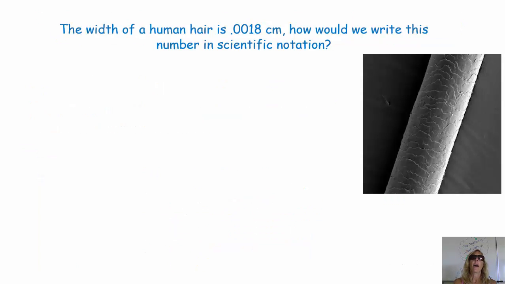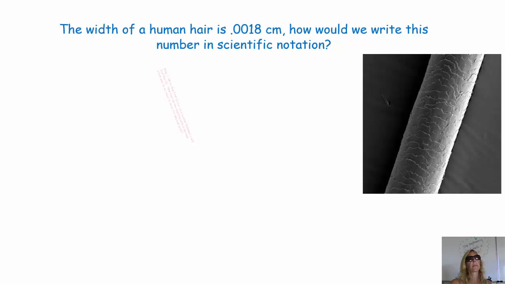Okay. All right. Let's think about our hair. Think about how wide a human hair is. It's not very wide, is it? You probably could not measure it with a ruler. It's actually 0.0018 centimeters. Holy moly, that's small. But how can we write this number in scientific notation?